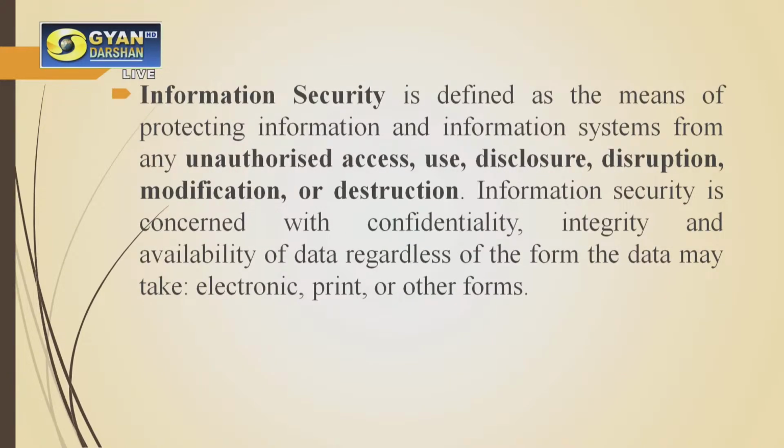Information security is defined as the means of protecting the information and information systems from unauthorized access, use, disclosure, disruption, modification, or destruction. Information security is concerned with confidentiality, integrity, and availability of data, regardless of the form of data. It can be in the form of print, or electronic, or any other form.